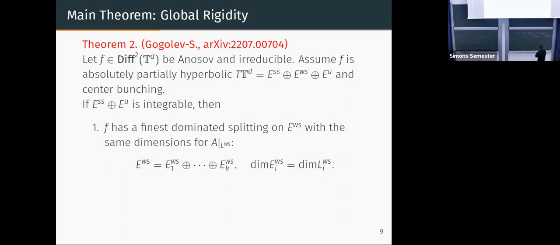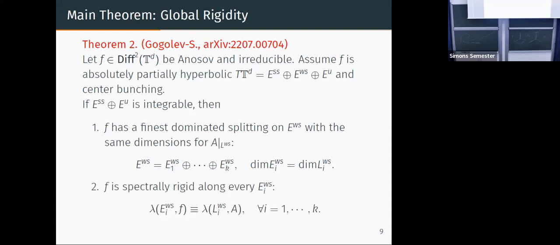Okay, and here the thing is, for my linear part, because this is weak stable, it may have a lot of dimensions. I don't know what the dimension is, but because it is linear, it will have a finite dominated splitting, which corresponds to the absolute values of its eigenvalues in this space. So this space may split into a lot of subspaces. And then I will tell you that my F also has the same finite dominated splitting with the same dimensions.